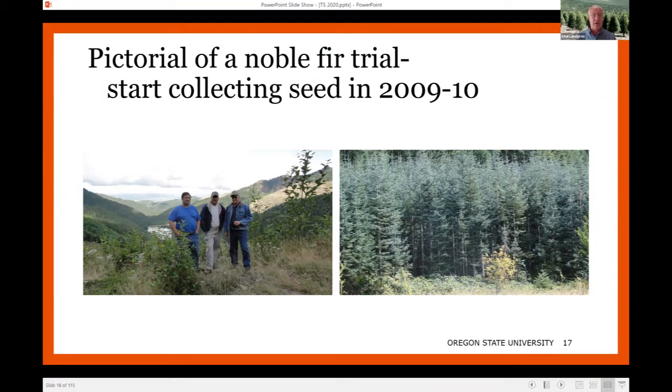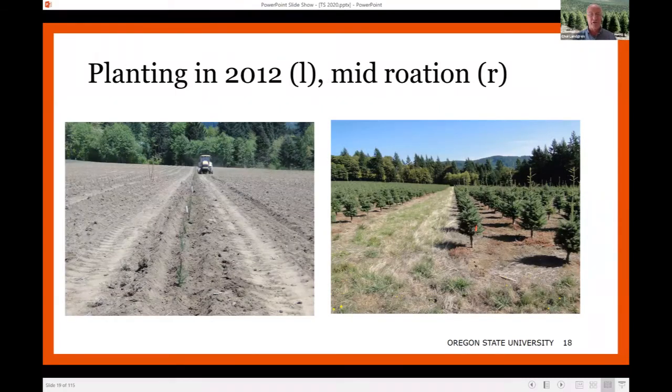We did some collections on individual trees and are hoping, of course, that they'll prove important for Christmas tree plantations in the future. The planting on the left took place in 2012, and this is the same planting kind of mid-rotation, that heritage plantation. So that's what it looked like the day it was planted, and a number of years after planting on the right.